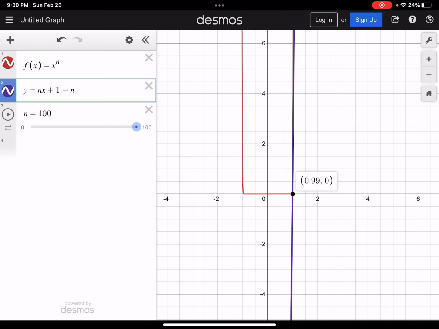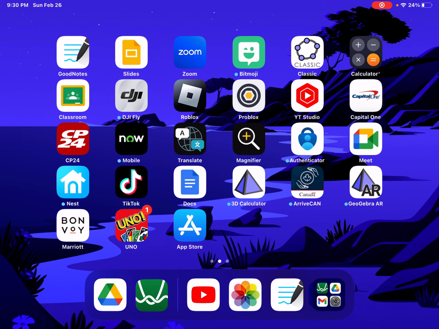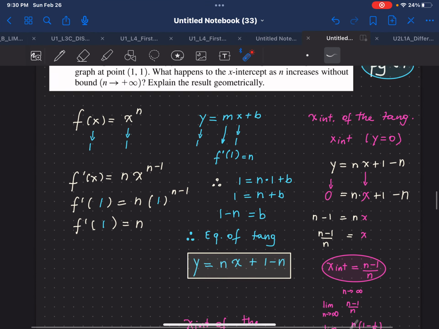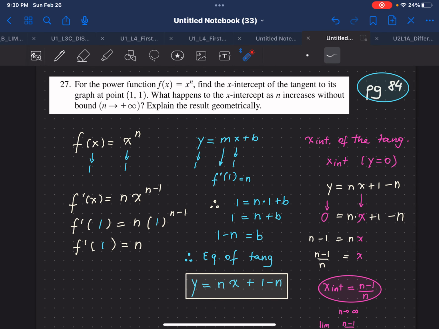So the tangent line will become almost vertical because as the power increases, the instantaneous rate of change of the function will increase very, very fast. So the tangent line will become almost vertical but never vertical. The slope will never be undefined, but it will get very, very close to it. And the x-intercept will never be equal to exactly 1, but it will get very, very close to it. So I hope this explanation made sense, and thank you for learning with me. Bye for now.